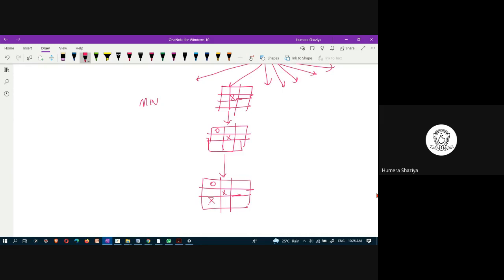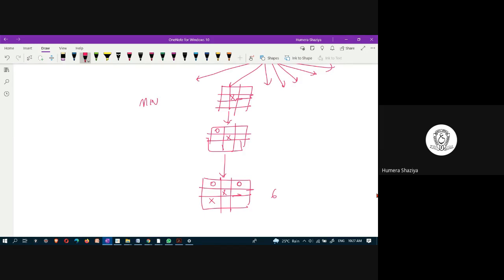Max might put here. Now, what are the options left for Min? Actually, Min can choose 1, 2, 3, 4, 5, 6. There are 6 choices. But which choice would Min take? It will not allow the crosses to form a diagonal line. Yes, diagonally. Here, Min will place its knot. It will not allow Max to win.